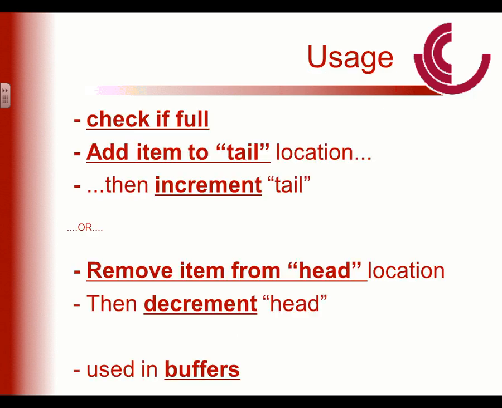So, yeah. And once again, the first thing you want to do if you want to add something is check if it's full. And you add the item to the tail location. You add the item to wherever the tail's pointing to, that's where you put it. And then you increment the tail. And if you're going to remove something, you remove it from where the head is pointing to. And then you decrement the head. I say decrement, maybe I should also say increment. Although the examiners use the term decrement, so you might like to use it as well. If increment means increase by 1, then decrement means reduce by 1.